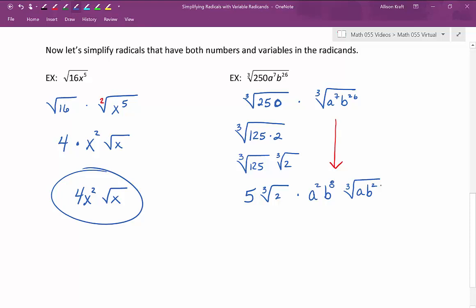And now we just want to clean this up. We're going to multiply together everything that is outside of the radical, and then everything that's underneath the cube root is going to go underneath a single cube root. We get a final answer of 5a squared b to the 8th times the cube root of 2ab squared.